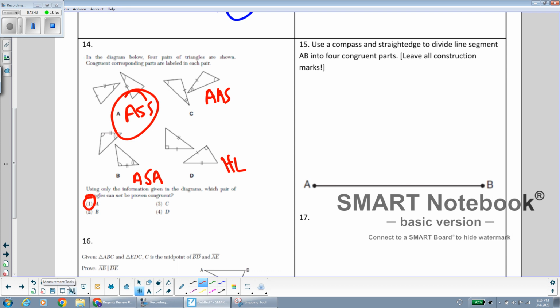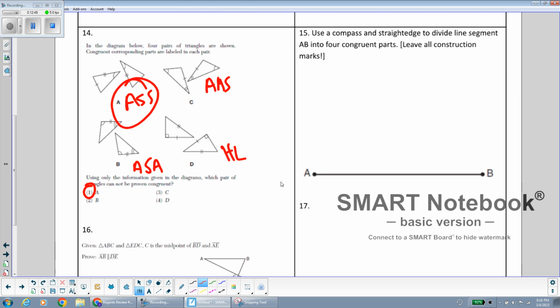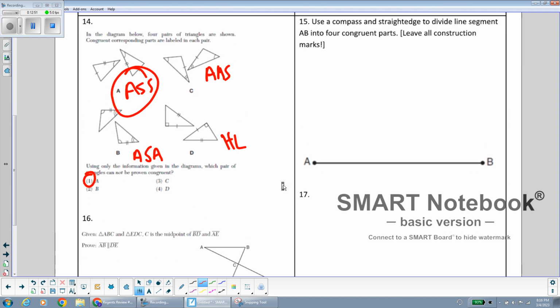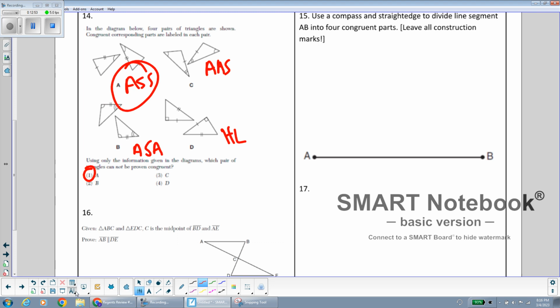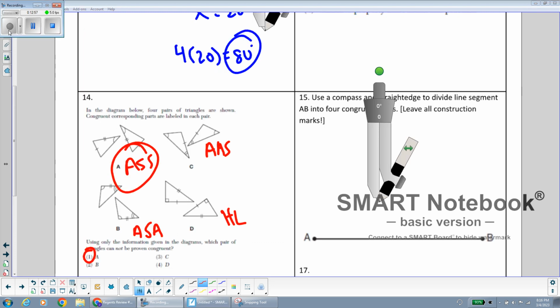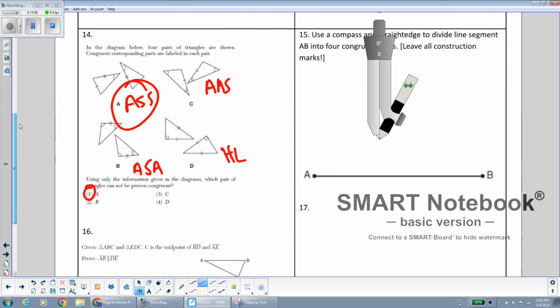Okay, for 15, let me get my compass out so I can do this one super quickly. I'll just wait for my compass to appear on my screen. I don't know where it went to. Okay, I found my compass.